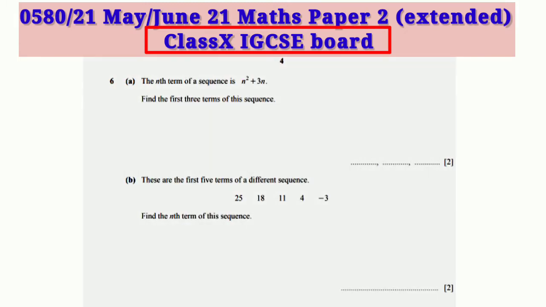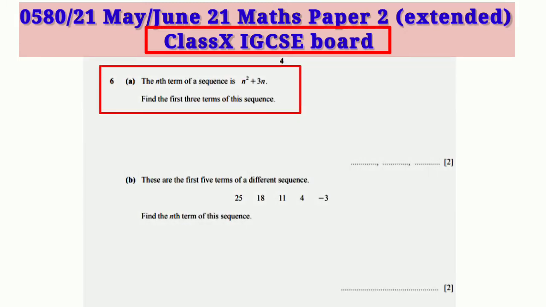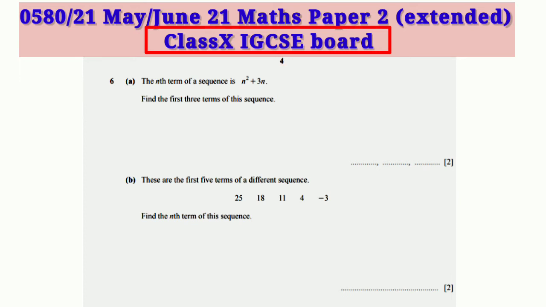Sixth question. The nth term of a sequence is n square plus 3n. Find the first 3 terms of the sequence. We have to substitute 1, 2 and 3 in n square plus 3n. That will give us the first 3 terms of the sequence. So for n equals 1, n square plus 3n equals 1 square plus 3 into 1. That is 1 plus 3, which gives us 4.